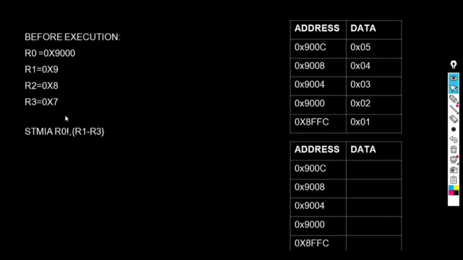Now we will see how exactly storing happens. The initial address we are considering is 9000. Where is that address? Here. So this is your address R0.